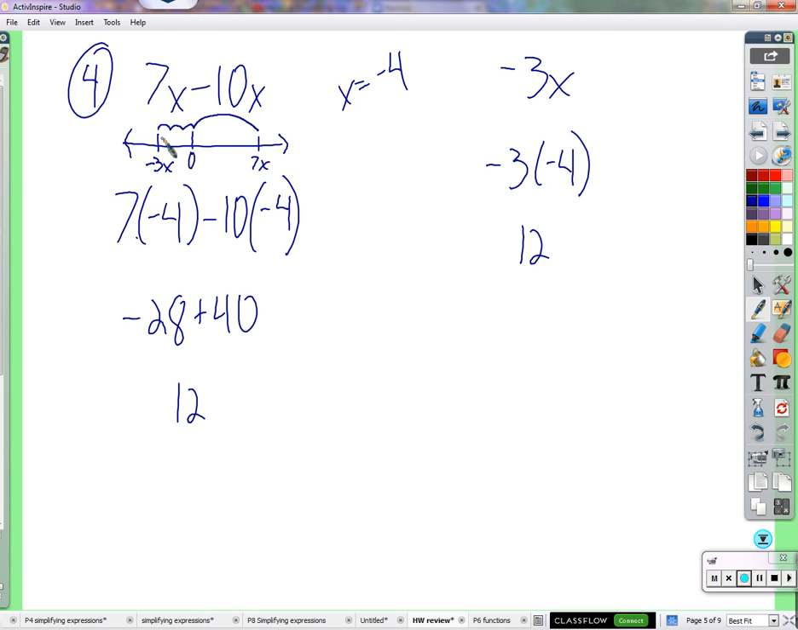And there would be a million, or 10, or 12, or whatever the number is. It would be the same as just doing negative 3 times that number. Okay?